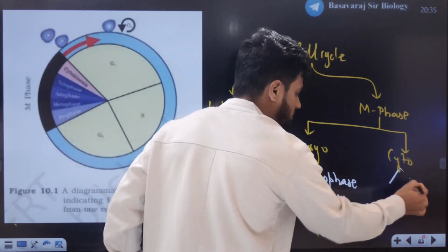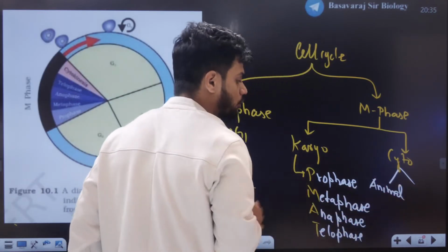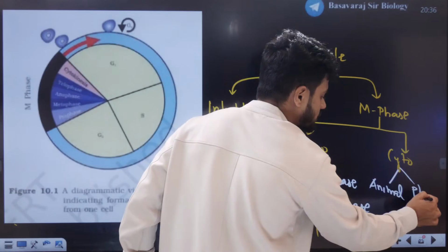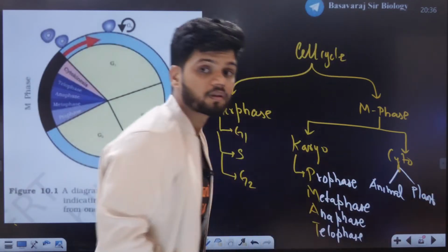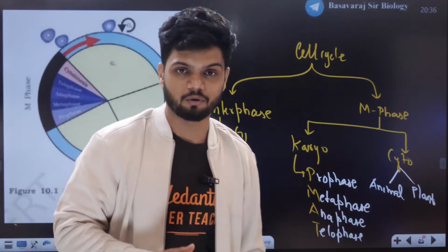Cytokinesis again there are 2 types. In animal cell it is different, where we find furrow formation. In the plant cell also it is different, where we find what? In the plant cell we find cell plate formation.